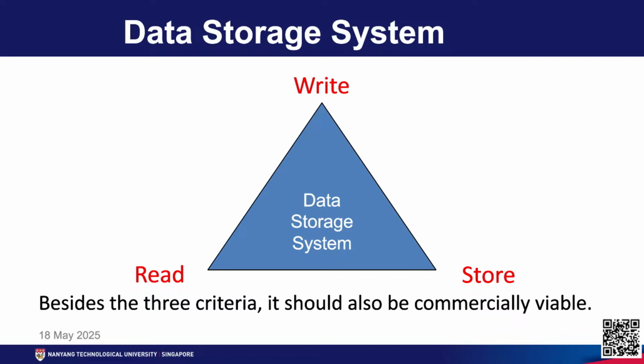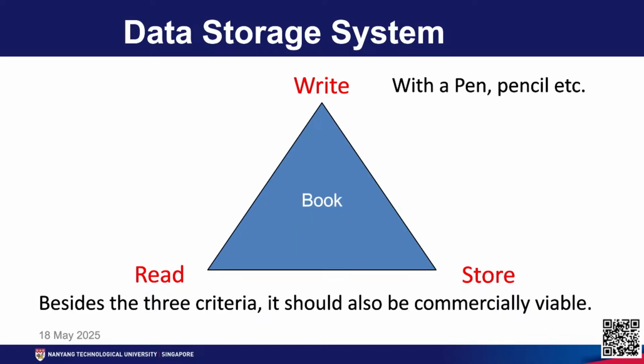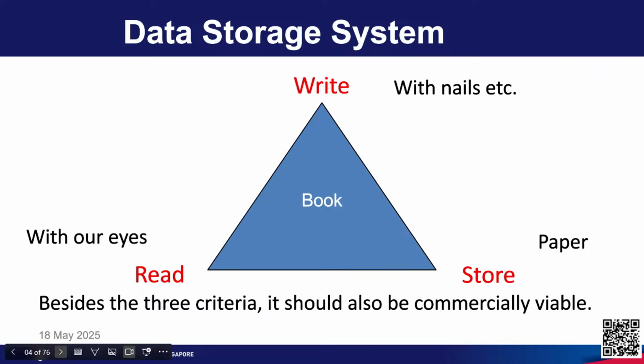Okay. I will be showing this triangle quite often, almost every day. From now, every day I will show this triangle. We will be talking about how we write, read or store information. In the case of a book, we use a pen or pencil to write information, we sense information with our eyes, and we store information on paper. If you take rock carvings, for example, we use nails to write information, we use our eyes to read information, we use rocks to store information.